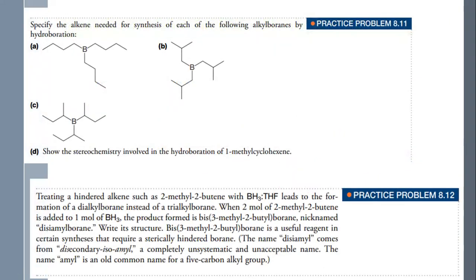Okay, so for the example, specify the alkene needed for the synthesis of each of the following alkyl boranes by hydroboration. So this one is very simple. You have to remember you have your 1, 2, 3, 4 carbon atoms, 1, 2, 3, 4 carbon atoms. You have your BH3 THF. So you have to remember which alkene. What is the alkene? Letter A. Anyone? The alkene needed for synthesis of each of the following alkyl boranes. Anyone?